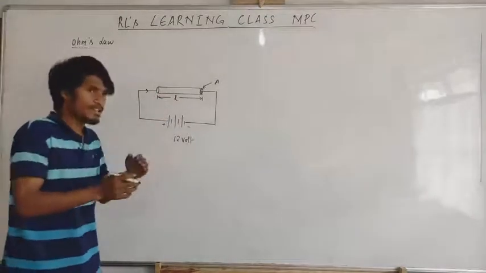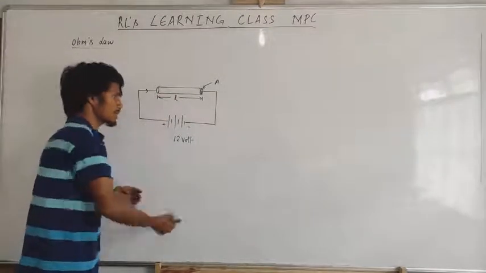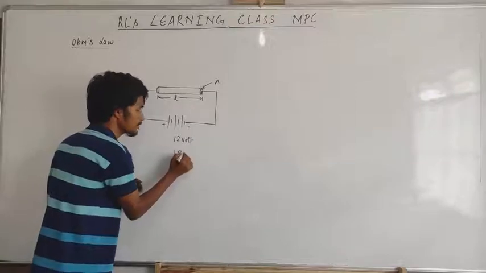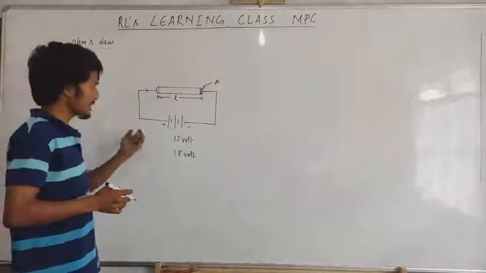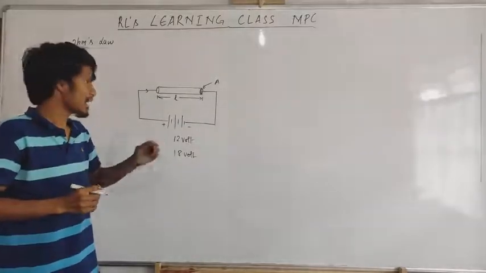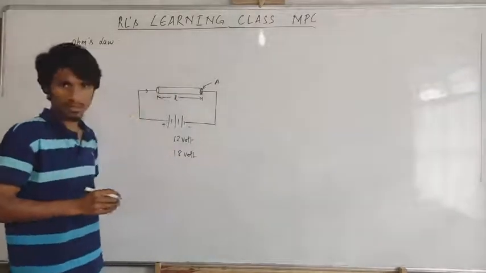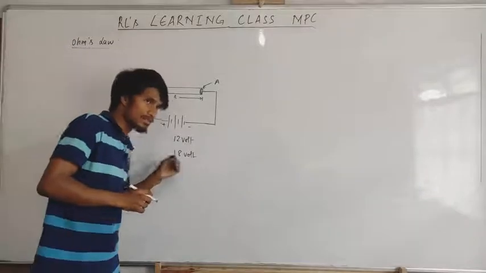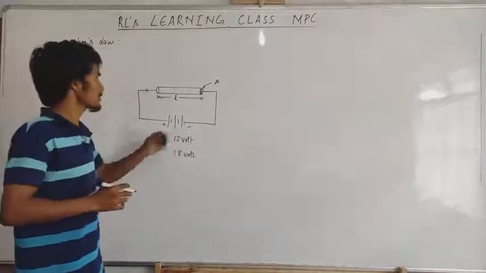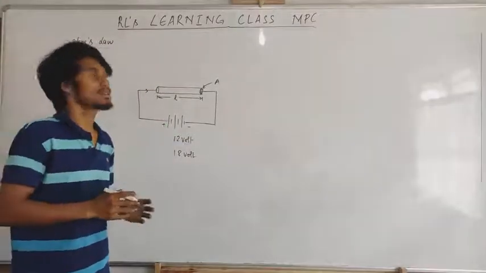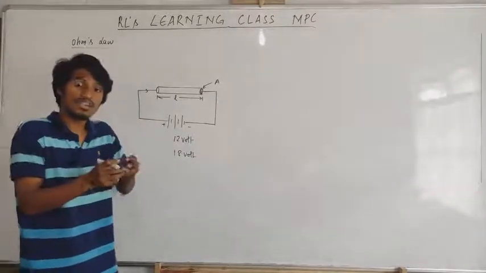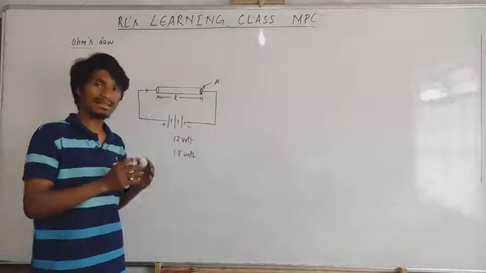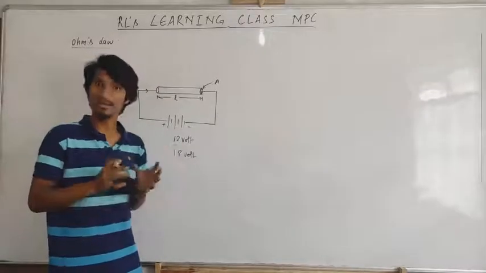Now again, if I'm increasing this electric potential, I'll put here 18 volt. Now what happens to the current that flows? If I supply a 12 volt battery, how much current flows on this conductor? And if I supply an 18 volt battery, how much current flows on this conductor? And that is what Ohm's law said. As the voltage, as the electric potential, is increasing, then the electric current flowing through the conductor also increases.